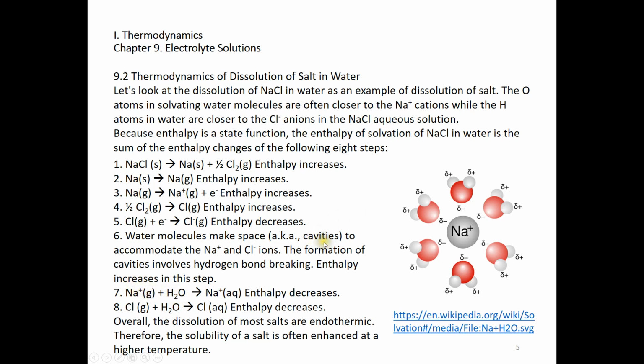Step number 7, this sodium plus in the gas phase now is solvated, and we just put this into the corresponding cavities. In this step, enthalpy decreases due to the attraction between this sodium plus and the surrounding water molecules. Also, the chlorine minus in the gas phase can be solvated as well, and also enthalpy decreases because of the attraction between this chloride ion and the surrounding water molecules.